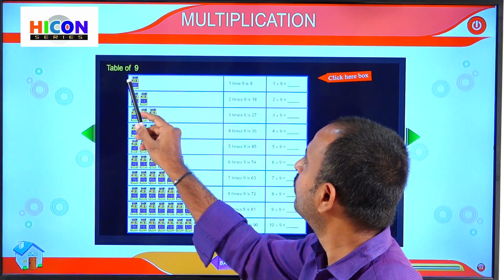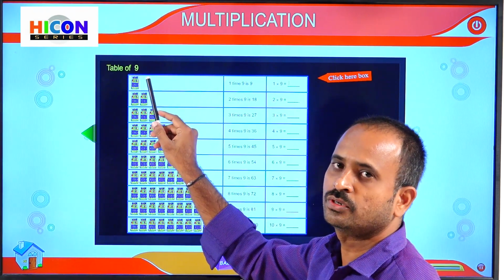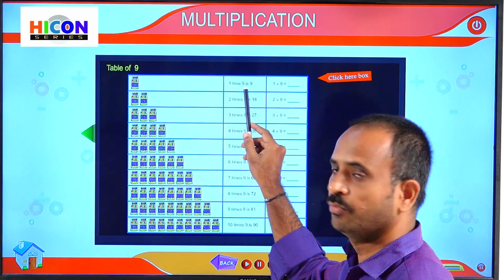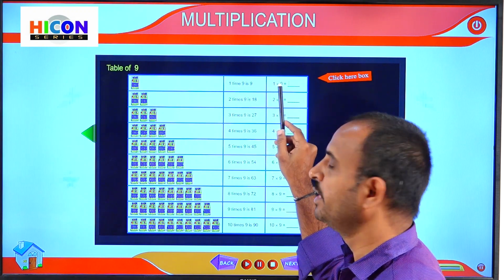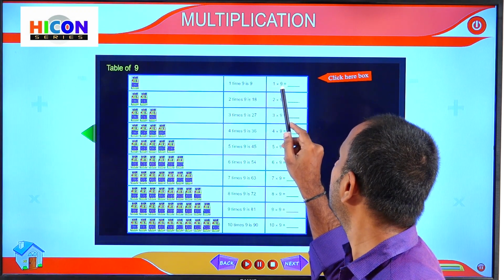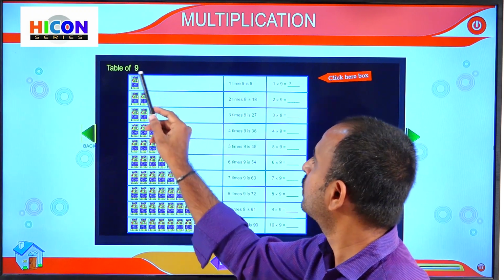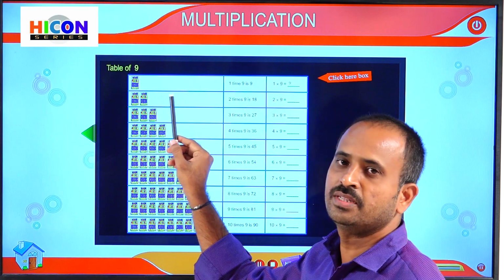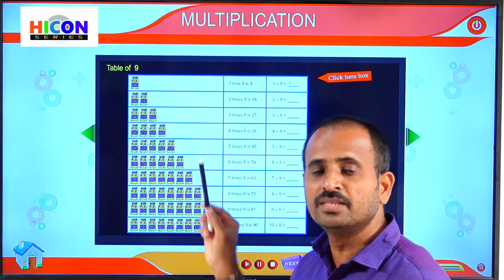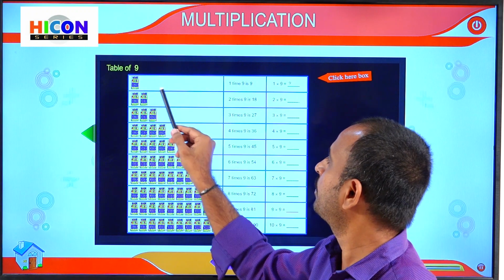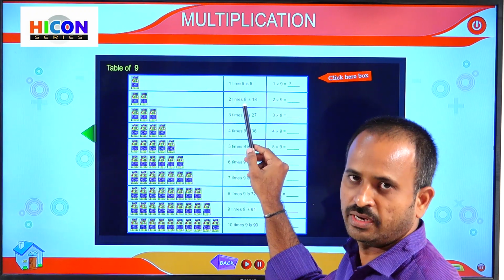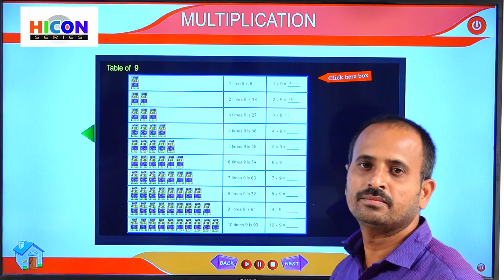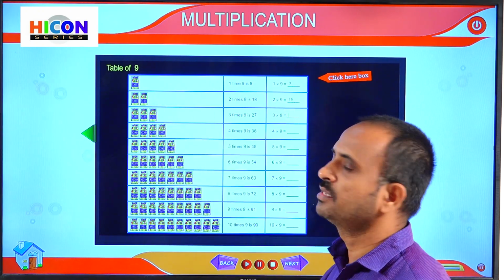So total, how many pencils are there? It can be obtained by 1 time 9 and it becomes 1 into 9. That is 1 nine is 9. So that means total there are 9 pencils. Next is the second row. There are 2 groups of pencils. Each group has 9 pencils. So how many total pencils are there? So 2 times 9 and it becomes 2 into 9. 2 nines are 18. So total there are 18 pencils.